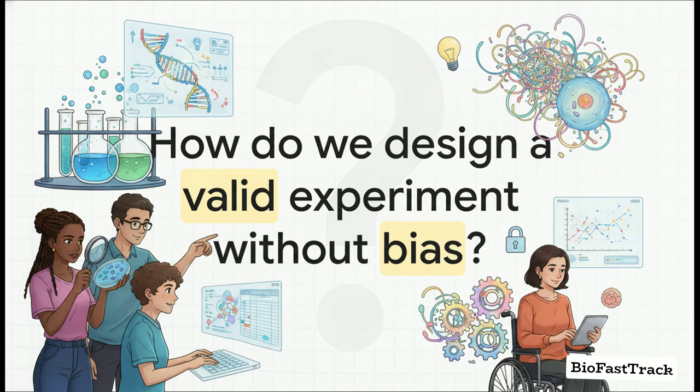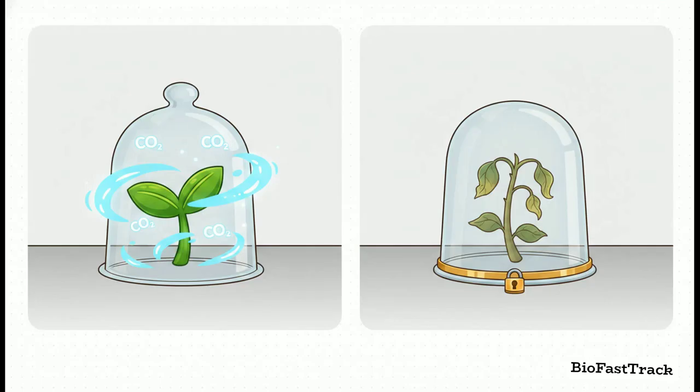Biological systems are incredibly messy. Individual variation among living organisms creates a ton of background noise. So how do we prove our if-then statement without our own biases or environmental noise completely ruining the results? That brings us perfectly to an exam staple, the control group versus the experimental group.